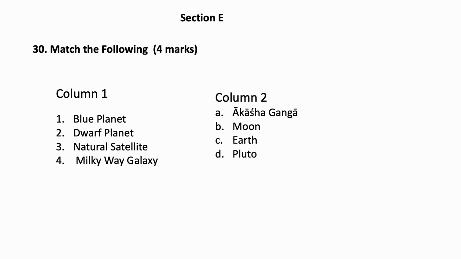Next section E, match the following, 4 marks. Blue planet is Earth. Then dwarf planet, Pluto. Natural satellite, Moon. Milky Way galaxy is Akashaganga.